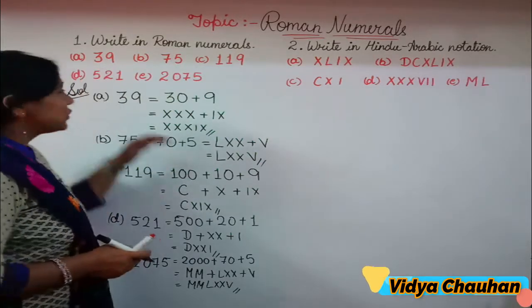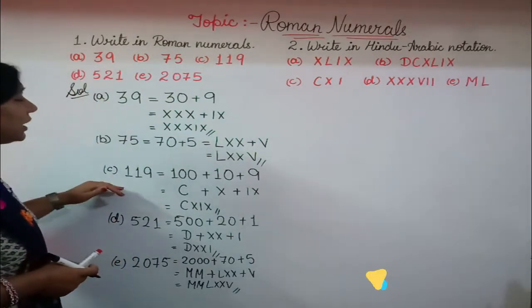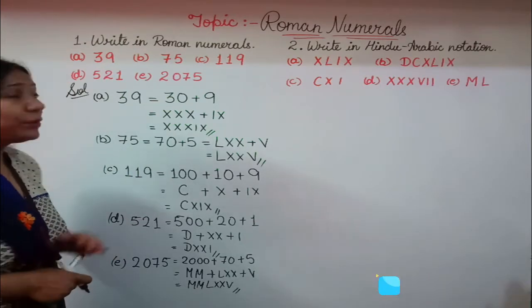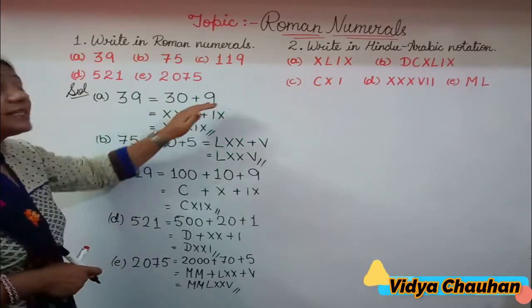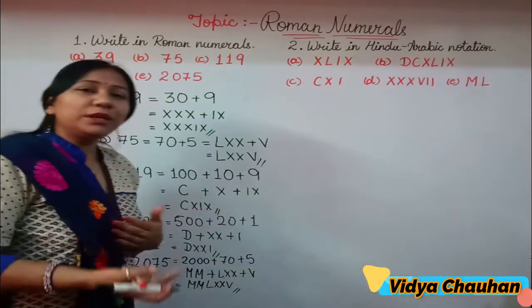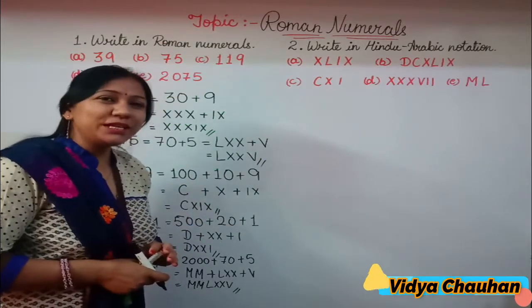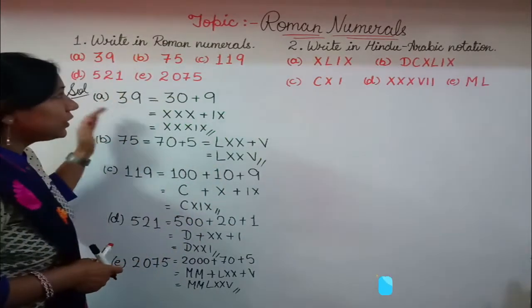Clear, students? So this is how you can convert any Hindu Arabic number to its Roman numeral by just writing it in its expanded form. Write the number in its expanded form and then write its notation. Okay students? Now this is clear to all of you.